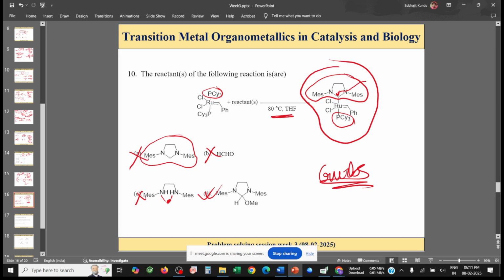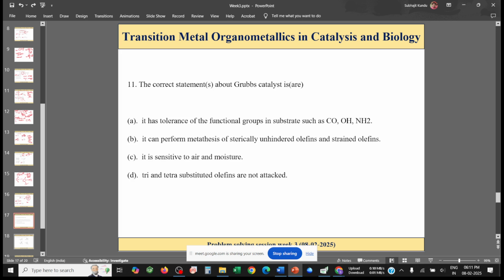Okay. The next question is: the correct statement about Grubbs catalyst. It is another question related to the Grubbs catalyst.